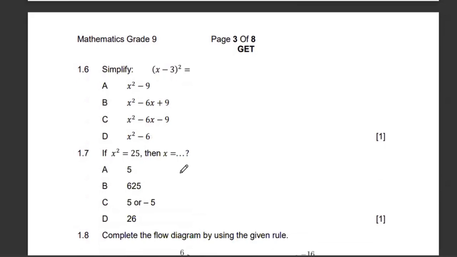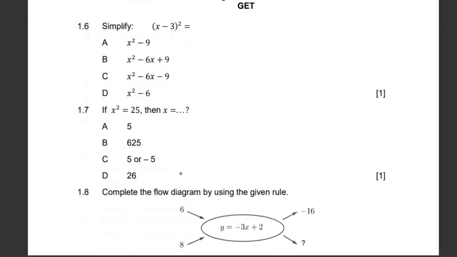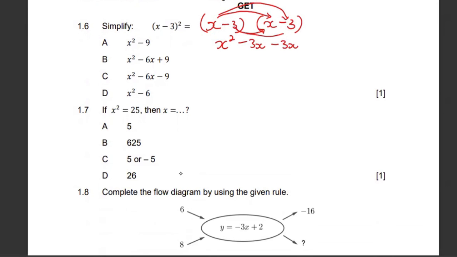All right, question 1.6. We need to open this bracket. So this is going to be the same as x minus 3, and then x minus 3. That's going to be x squared if we use the FOIL method. Then this one will give us a -3x. That is also -3x. -3 and -3 must give us a +9. So it's x squared minus 6x plus 9, which is B.